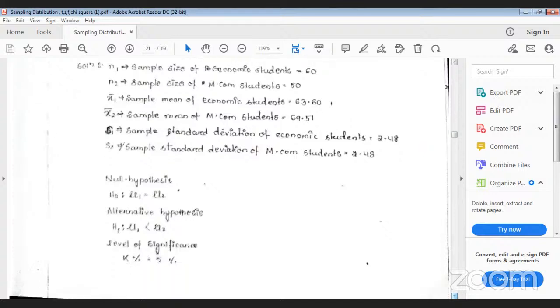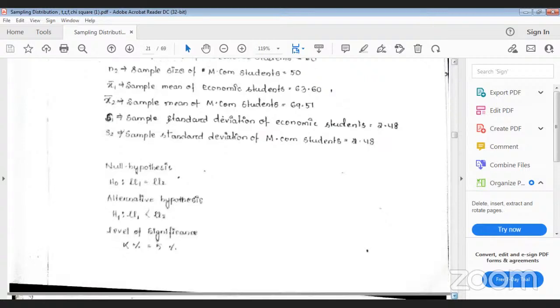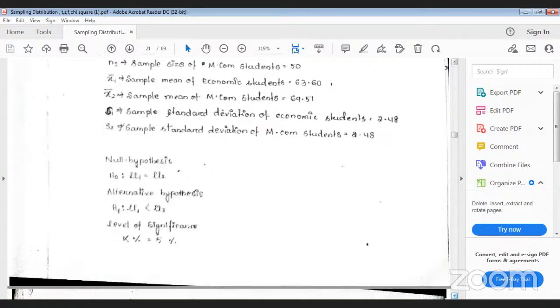That means mu1 is less than mu2, because mu2 we have taken for commerce and mu1 for economics. If nothing is mentioned, you have to write a two-tail test, meaning mu1 not equal to mu2. All the problems we have discussed with not equal to were two-tail tests. But here it is mentioned whether commerce students are taller than economics students, so we have to put a left-tail test. Less than means a left-tail or one-tail test.